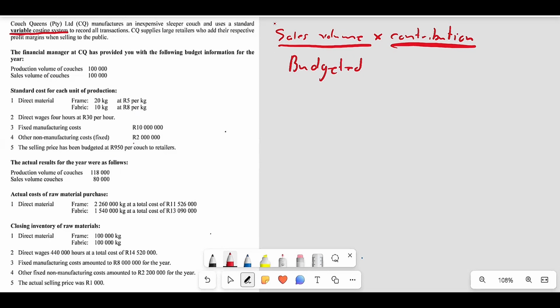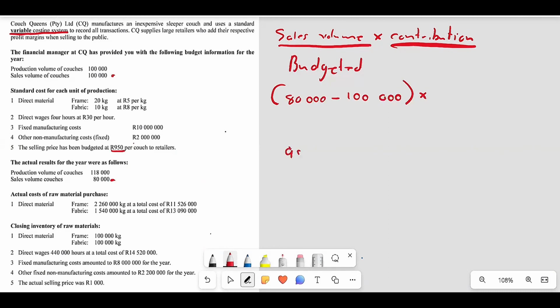We take the actual unit sold, which is 80,000. We minus the budgeted sales, and then we multiply the contribution. So now your standard contribution would be your sales price, which is 950.